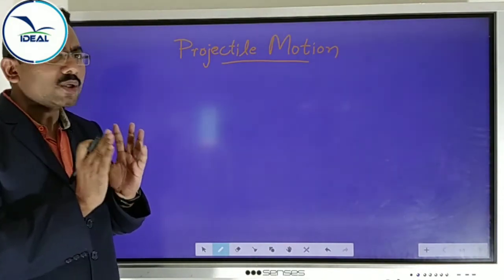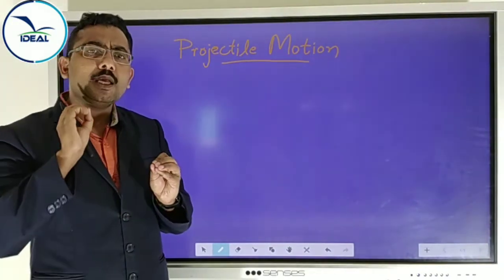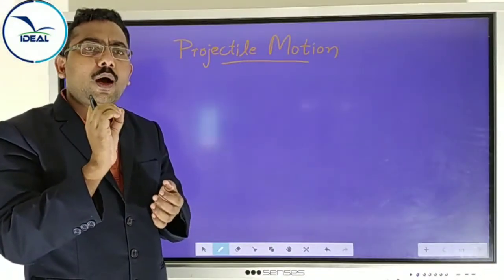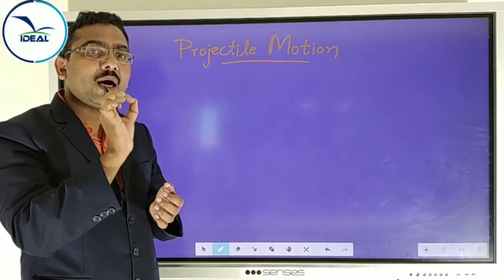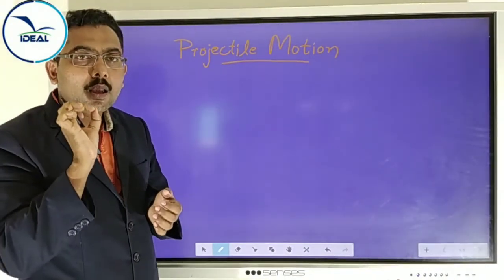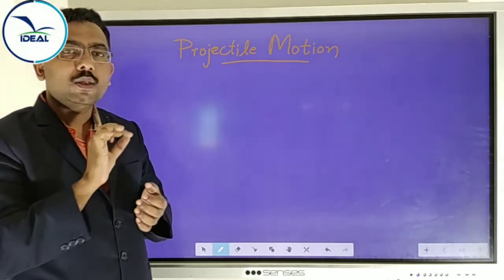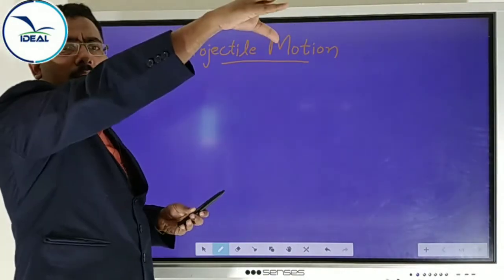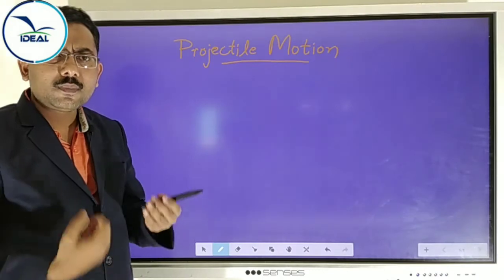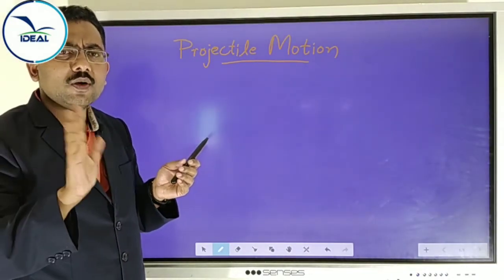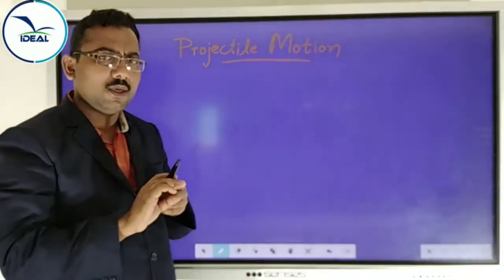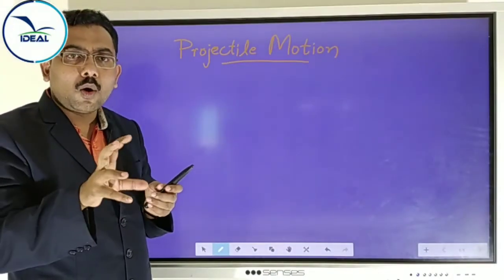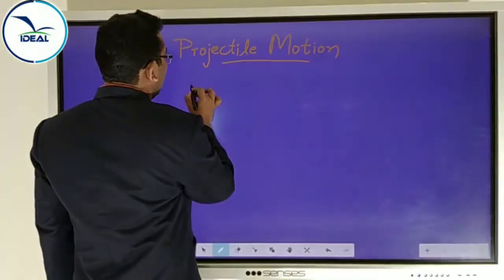Projectile motion means a body thrown with an initial velocity and then allowed to move under the influence of gravity alone. Then the motion of the body is called projectile motion. We just throw a ball with an initial velocity and let it go. The only force influencing it is gravitational force. Then the motion of the ball is projectile motion. The ball or the body is called a projectile.